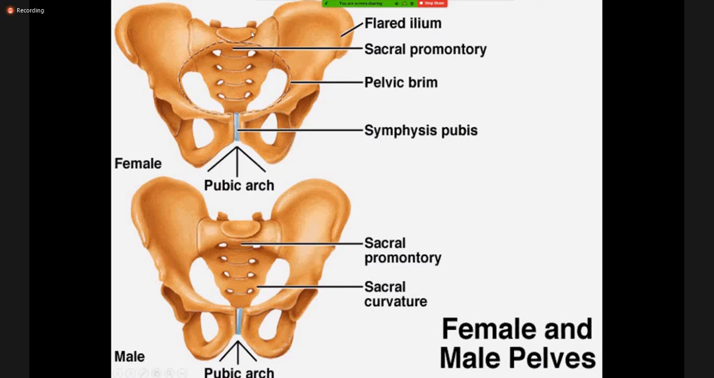The ilia are more widely spaced or flared in the female compared to that in the male. The sacrum is much more posterior going in the female, and in the male, it is coming inwards. The opening, the pelvic brim, is more or less oval shaped in the female compared to the heart shaped brim in the male.